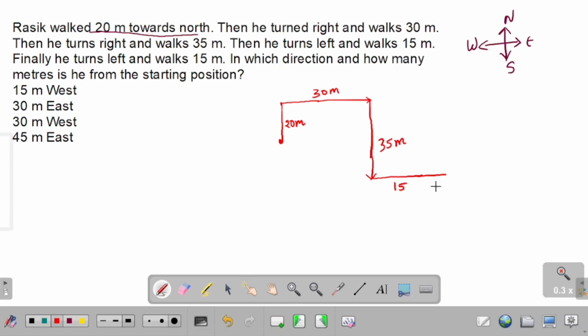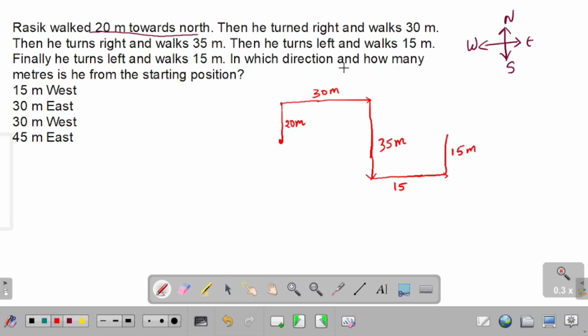Finally, he turns left. So he is in this direction. What is the left for him? Left is this side. Yes or no? Yes. This is right, this is left, right? So how much did he walk now? Again he walked 15 meters. Finally, he turned left and walked 15 meters. So now this is 15 meters.